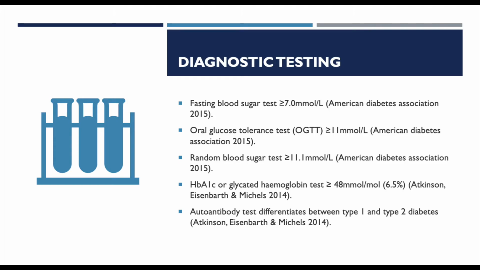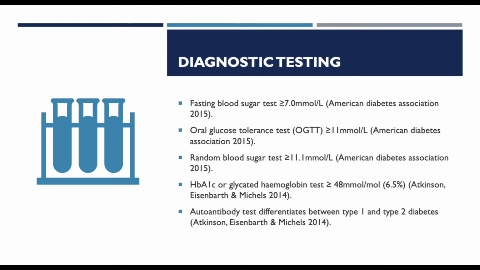Oral glucose tolerance test, OGTT. This test is conducted with fasting blood glucose after drinking provided glucose solution, then a blood sugar test. If the blood glucose is over 11 millimoles per liter, there will be a diabetic diagnosis.